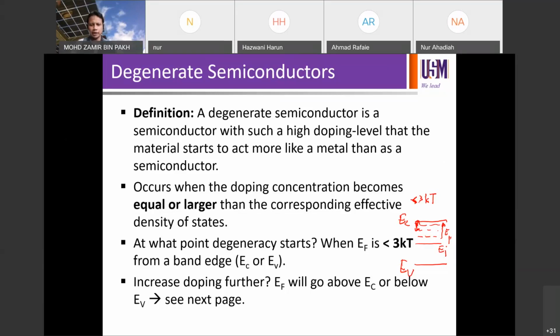If you increase your doping level further, your EF will in fact go above EC or below EV. It can cross the border and go inside the conduction band states, or the valence band. So let's see the next page. Remember, the threshold here will be 3 kT away and high doping. So this is what is meant by a degenerate semiconductor.